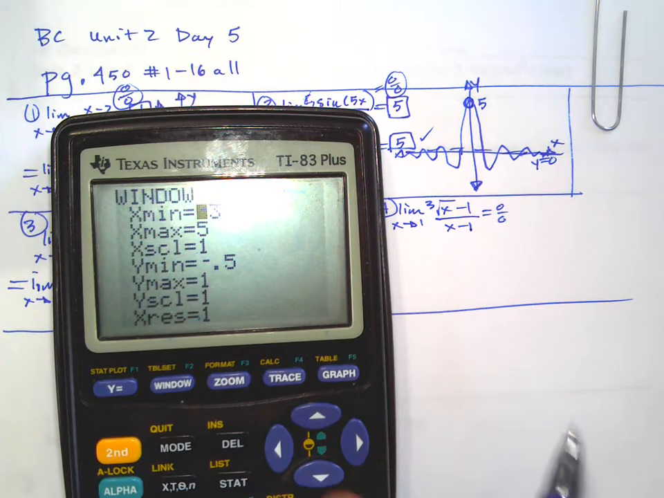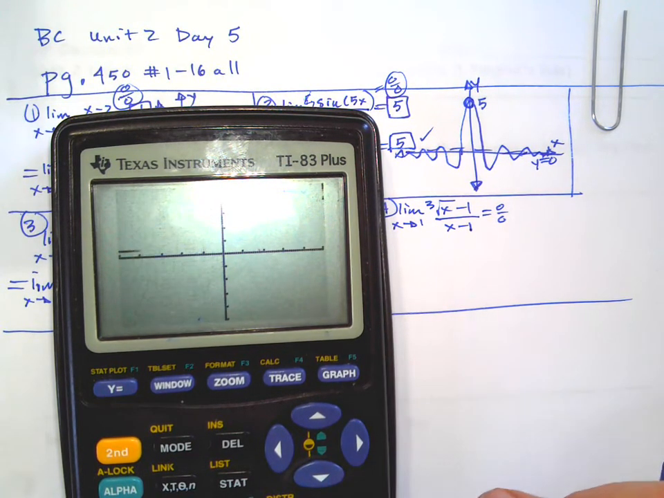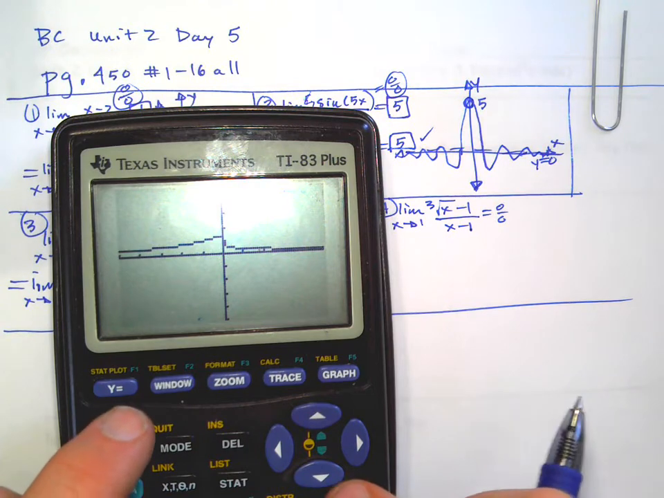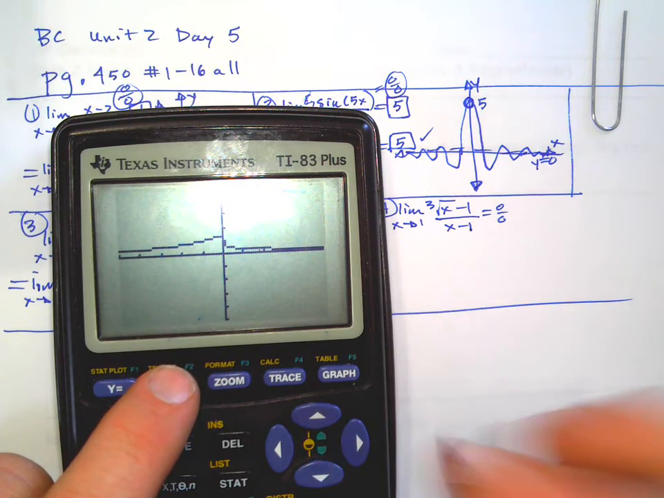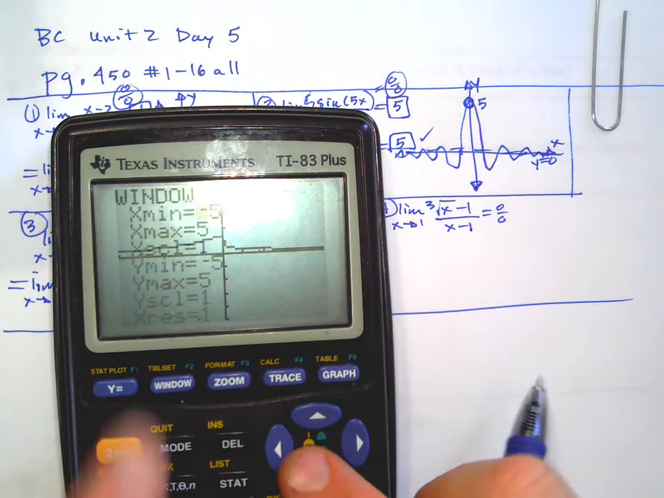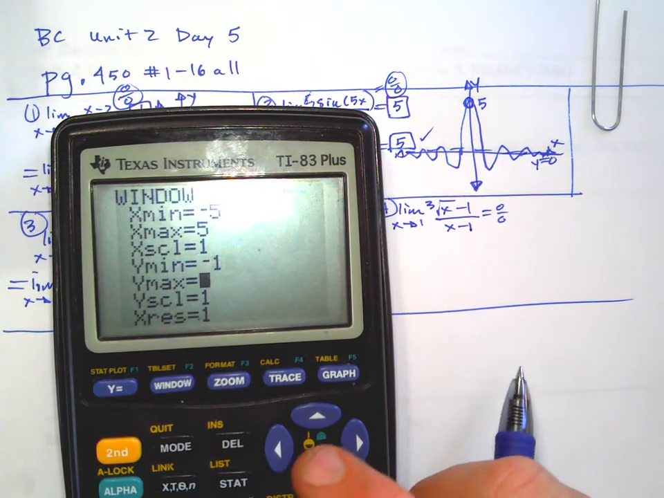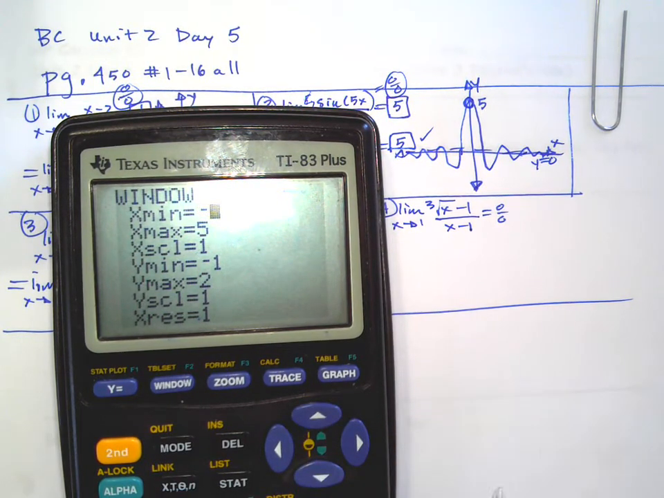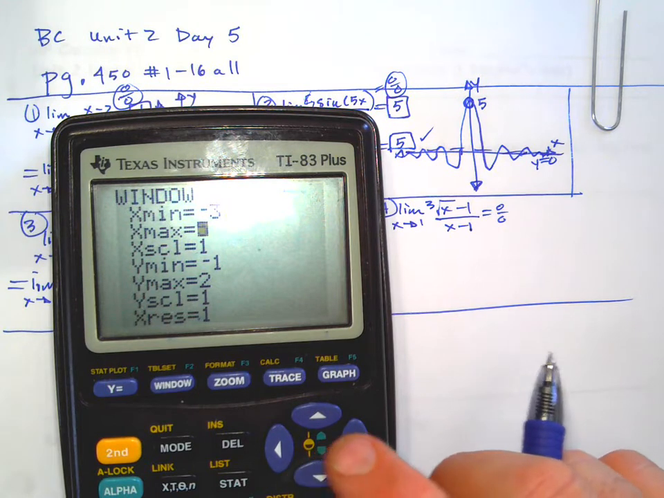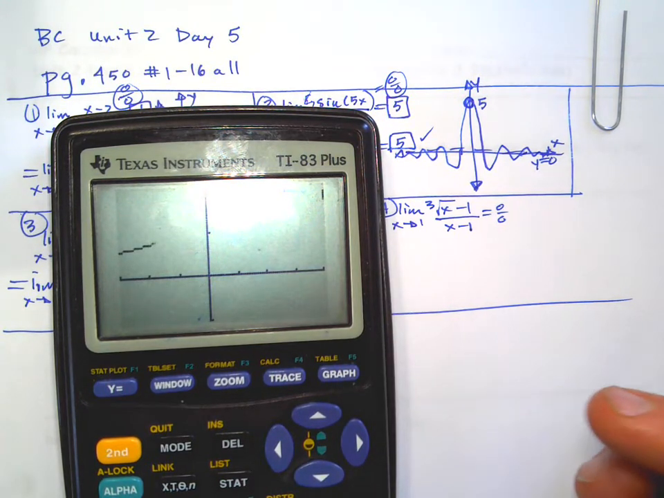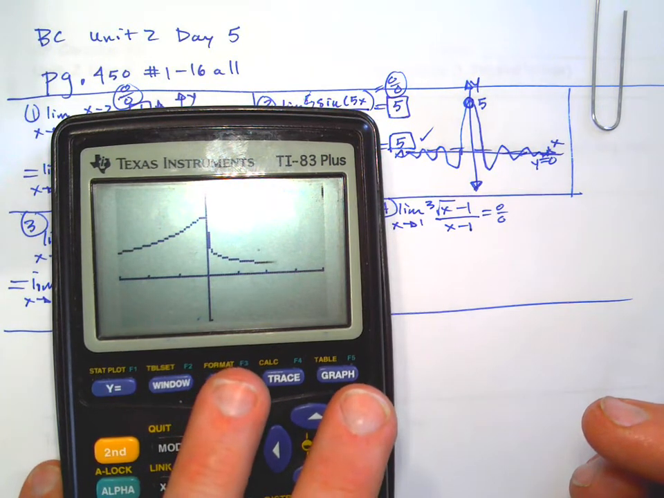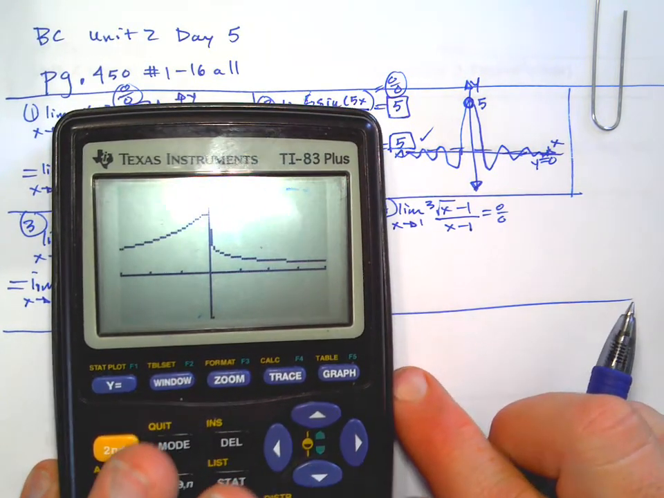Window, I'm just going to go back to -5 to 5 to see what that looks like. So there's the function, and then it does something weird right there. Maybe we could get a better view. Maybe just go -1 to 2 in the y direction, and not go as far in the x. It's kind of an interesting looking graph, doing something strange right there.